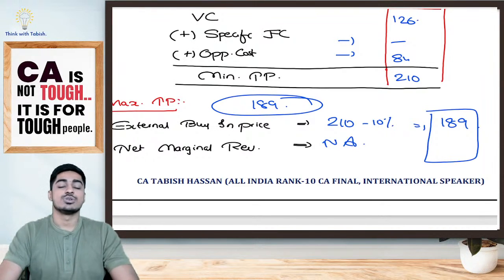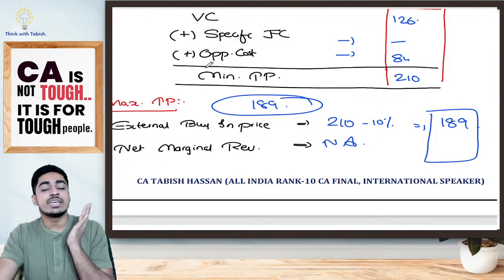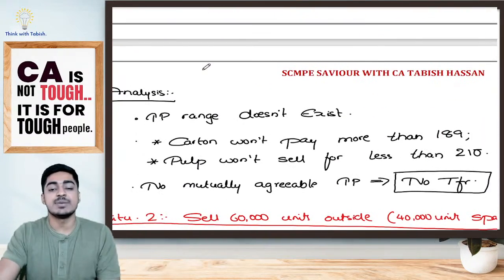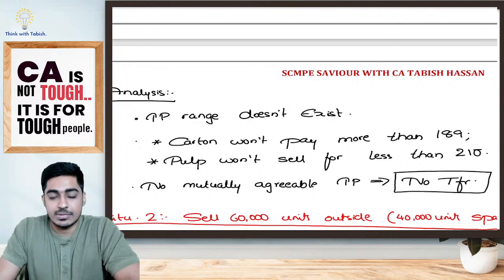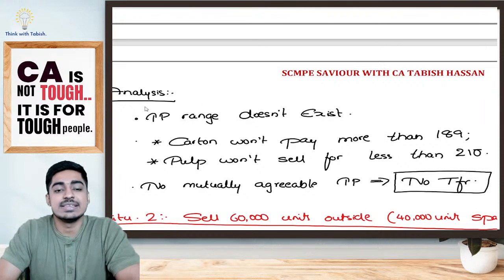So the transferor is saying minimum I want 210. The transferee is saying maximum I can give is 189, because at 189 I'm getting it from outside. So can the transfer take place, students? Tell me. No, the transfer cannot take place. The transfer pricing range doesn't exist.